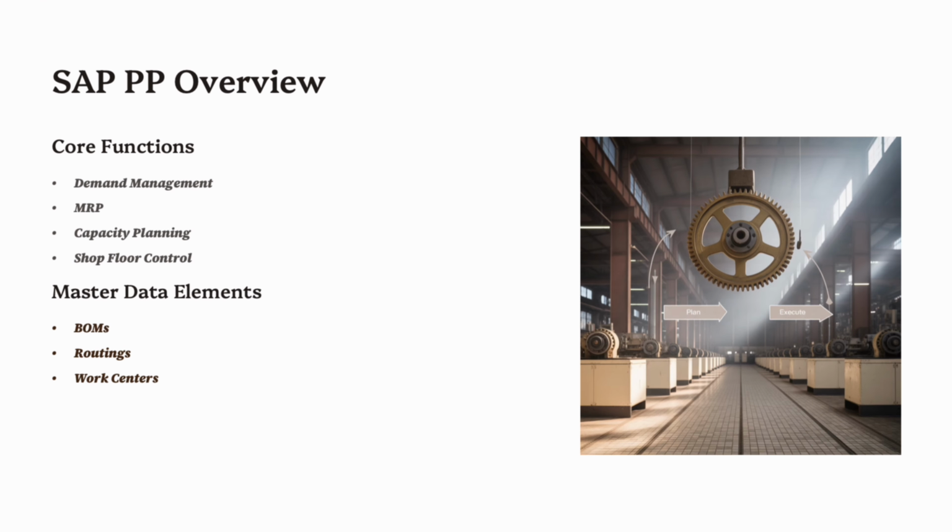Part 2, SAP PP Overview. Let's start with SAP PP, which stands for Production Planning. The main goal of PP is to ensure that manufacturing processes run smoothly, meaning the right materials are available at the right time and the right quantity.